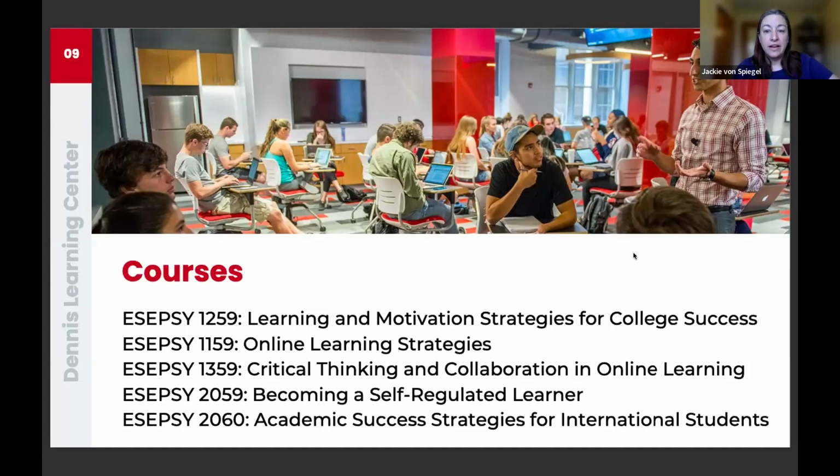2059 is Becoming a Self-Regulated Learner. That's a 2 credit hour class, half session. This is great for when maybe you dropped a class and you need to pick up something to be full-time. This is a great course to really help you bounce back from that experience and learn ways to be the best student you can be.